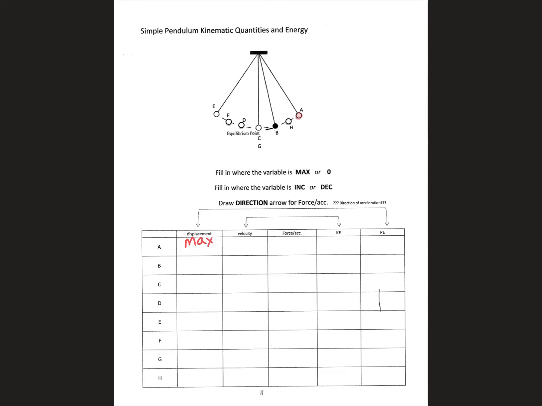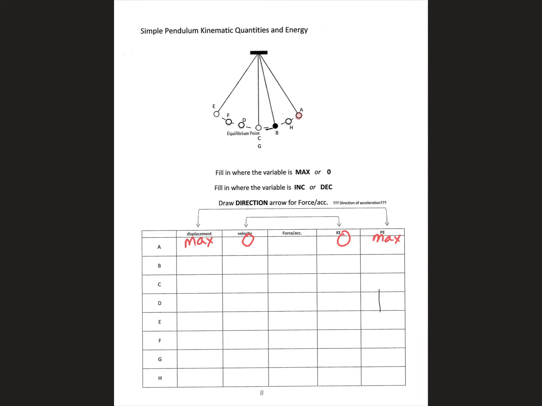Don't we know that when you have maximum displacement, you also have maximum potential energy? See how they're linked. The farther you are away, the more energy you have stored because you're higher up in this case. Now, at the same time, you have zero velocity and you have zero kinetic energy. Okay, I get that those are linked.